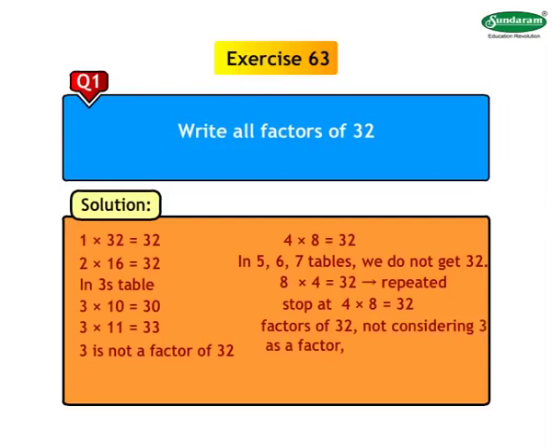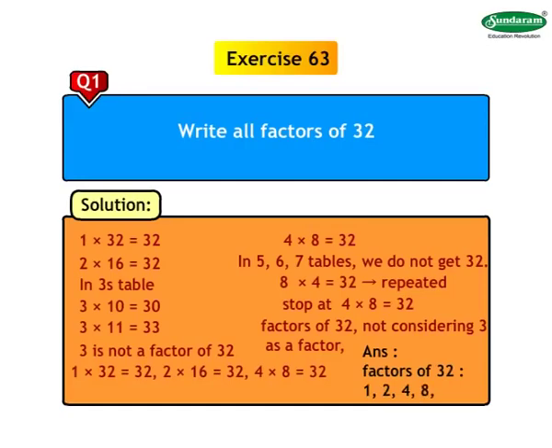Therefore, we have 1 into 32 is equal to 32. 2 into 16 is equal to 32. 4 into 8 is equal to 32. Thus, answer is factors of 32 are 1, 2, 4, 8, 16 and 32.